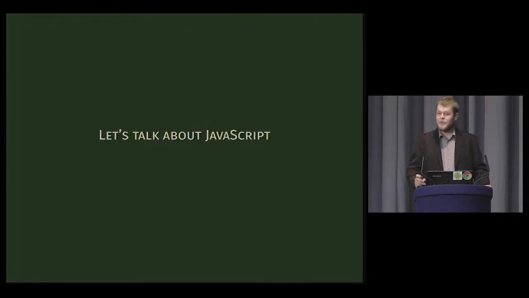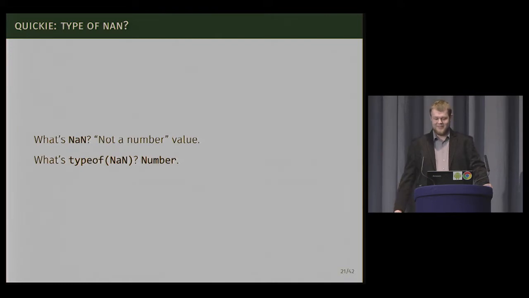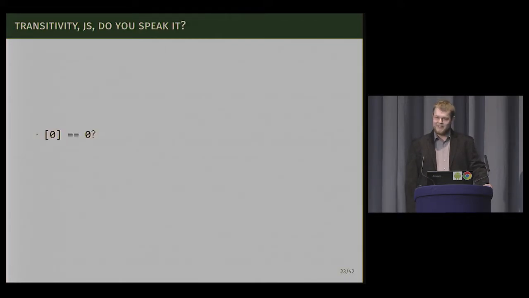OK, enough about C. Let's talk a bit about JavaScript. So a quick quickie first. What's NaN? What does this stand for? Not a number, yes. That's a special not-a-number value. What's the typeof this not-a-number value? Number. One job, JavaScript. One job.